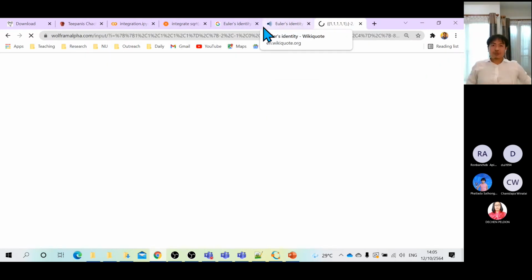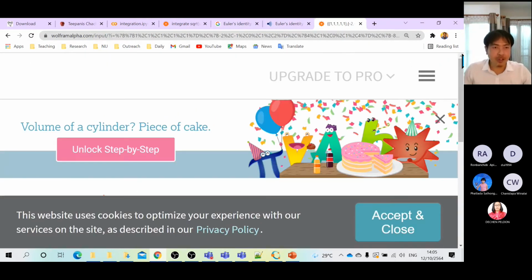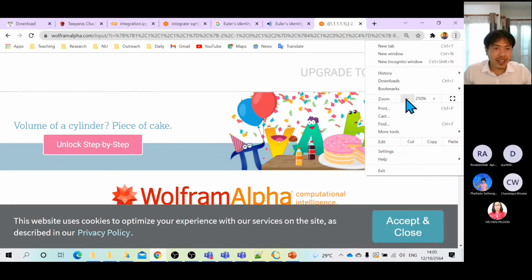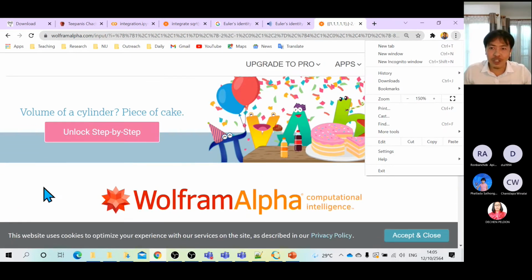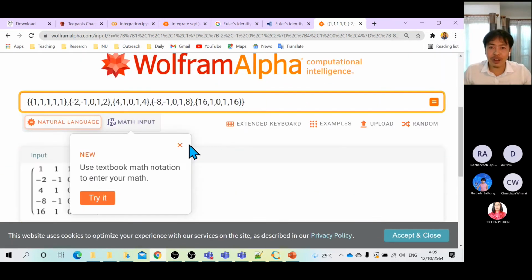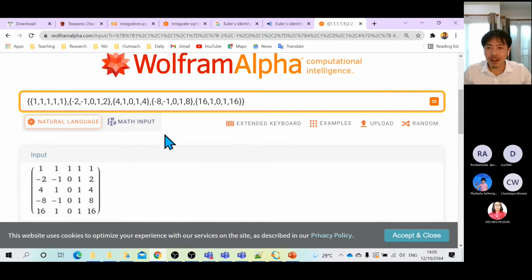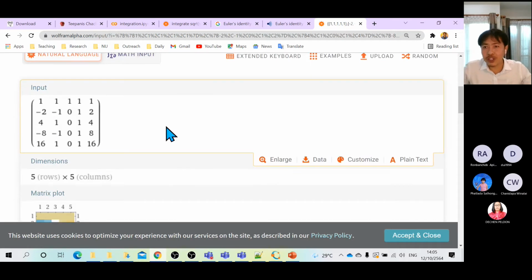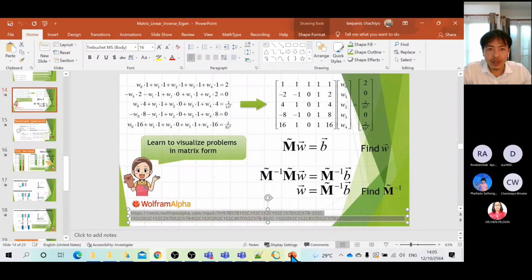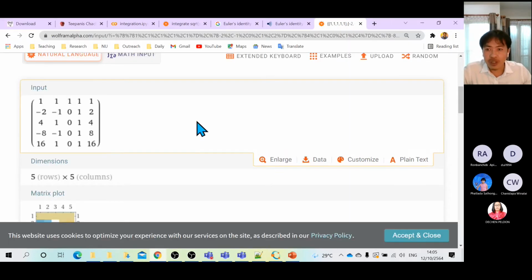It will be in the Wolfram Alpha website, and let me reduce the size of the view here. I just simply put the matrix there, and it shows me that this is your matrix. 1, 1, 1, 1, 1, and so on. The same as in the PowerPoint. Okay, so I go back to here.